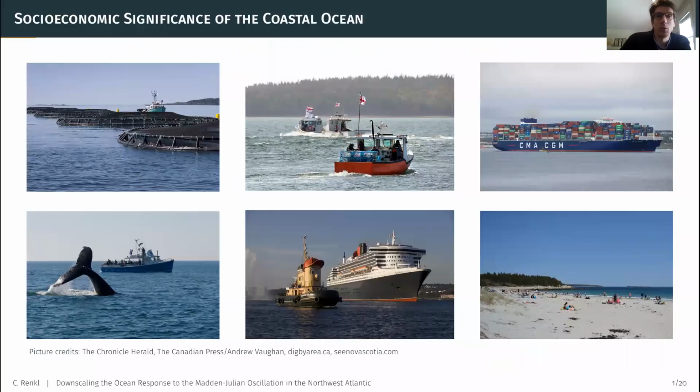So the coastal ocean is of particular importance because that's where we grow our food. That's where we ship things from A to B, and that's where we also go to have fun at the beach. And all these things have in common that we want to know as much as possible in advance the conditions of the ocean to reduce risks that could be associated with extreme events like marine heat waves or storm surges that would make all the undertakings that require the coastal ocean a little more unpleasant.